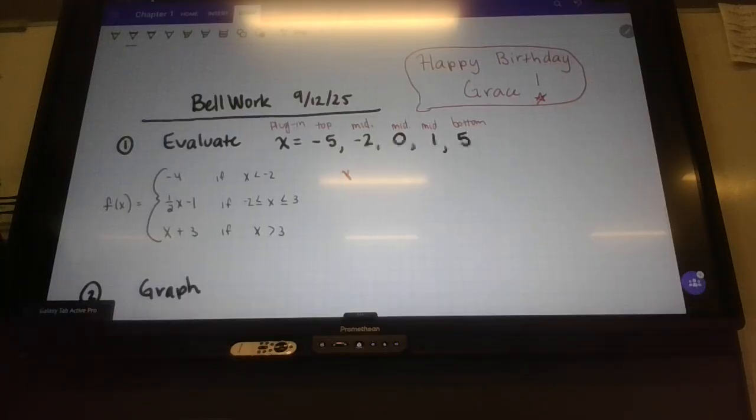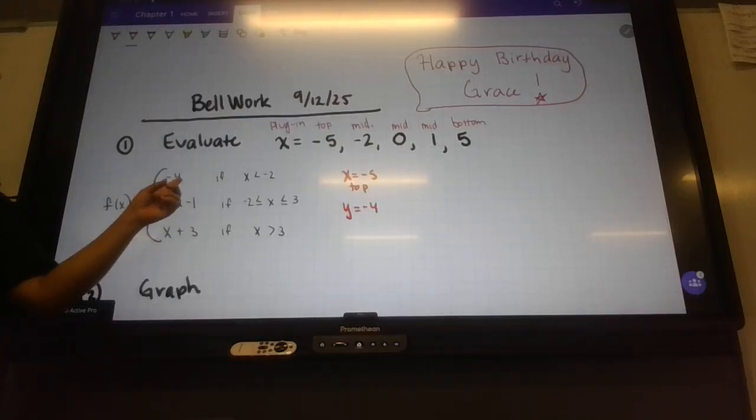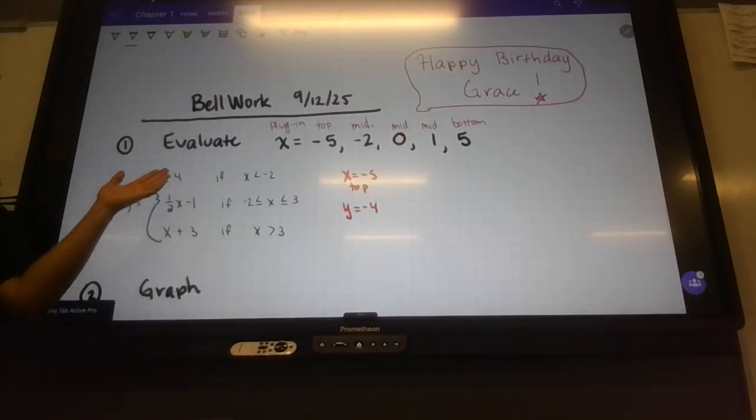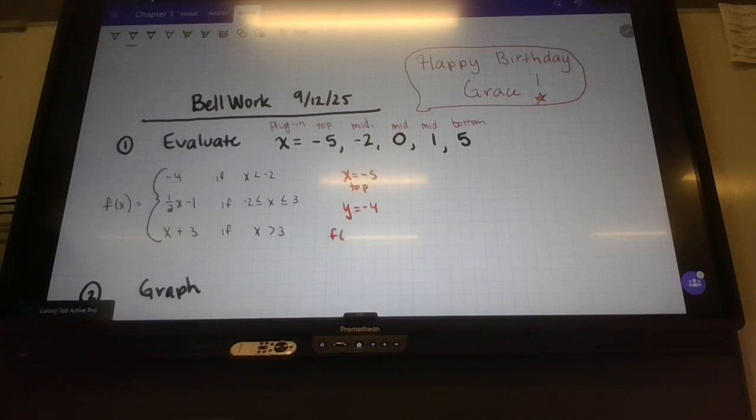Okay, so I'm going to do x equals -5, and I'm using the top equation, and the top equation is -4. Since there's no x to plug into, the answer just stays -4. The fancy way to write this is f of -5 equals -4.